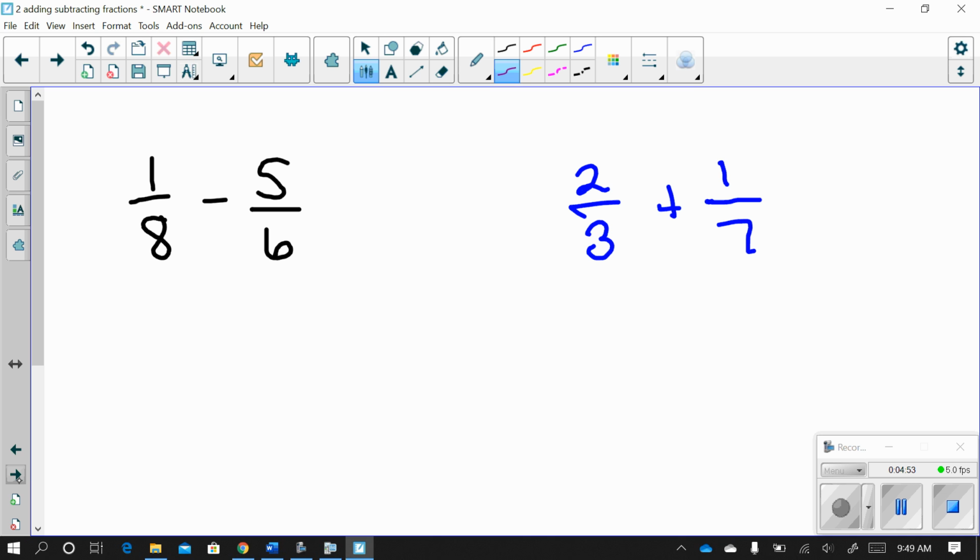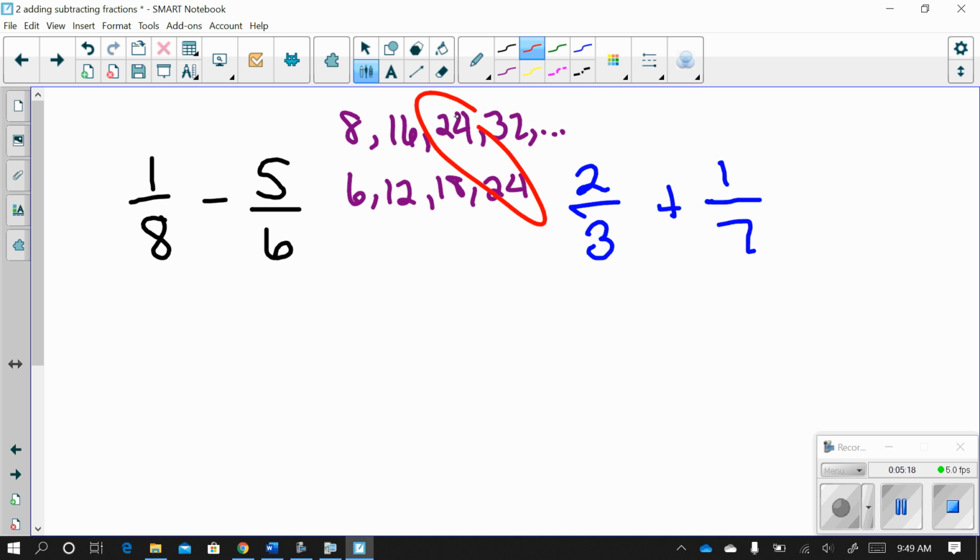Okay, your turn. Pause the video and try these problems. 8 and 6. Well, you could absolutely multiply them by each other, as we saw that worked in the last problem. However, there might be something smaller. So 8, 16, 24, 32. 6, 12, 18, 24. Oh, right there. They both have a 24 in common. So we're going to make them something over 24.